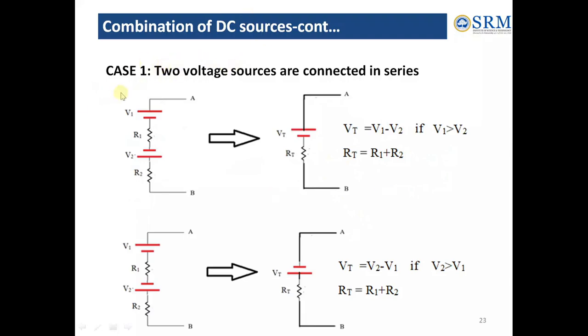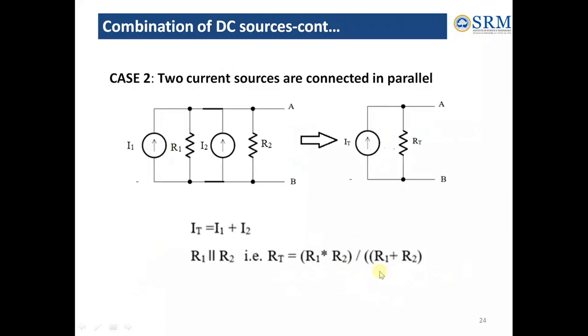Then here is another case where there is a change in the second voltage source. If you see the terminals, it's connected in reverse. So if V1 is greater, the total voltage is going to be V1 minus V2, but the total resistance remains the same. And in this case, if V2 is larger, then we have to write the total voltage as V2 minus V1. But the total resistance remains the same as the previous.